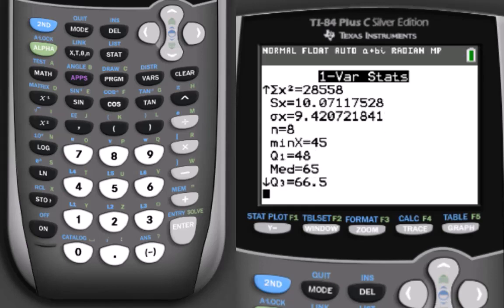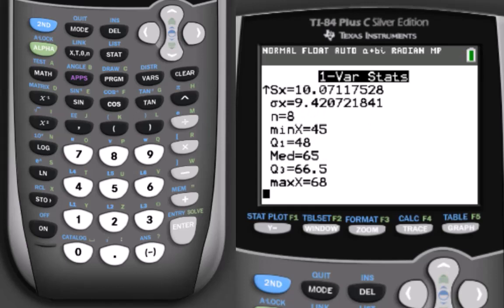And then at the bottom, what were the other things we were asked to find? The median. Well, there's Med, 65. That's the median. Mode is something we just have to look at the numbers for. It's the one that appears the most number of times. And the third quartile, Q3, is right here, 66.5. So we can get really everything we want from this menu on the calculator.